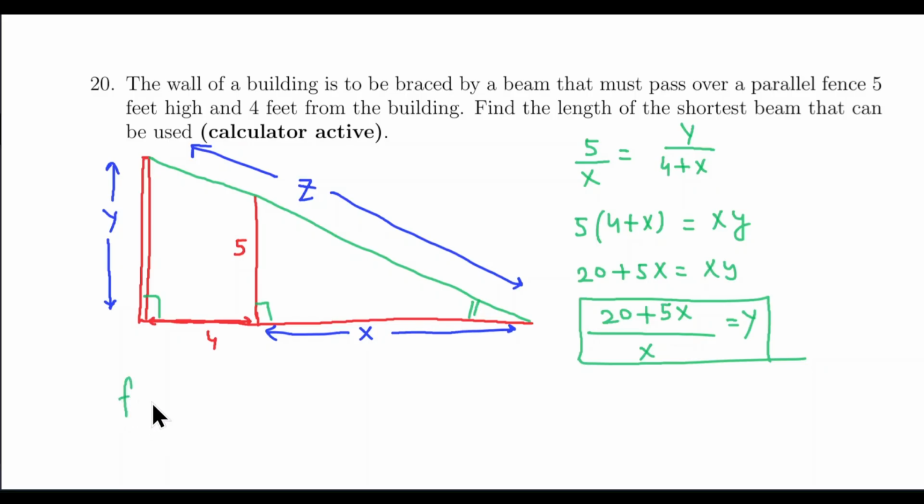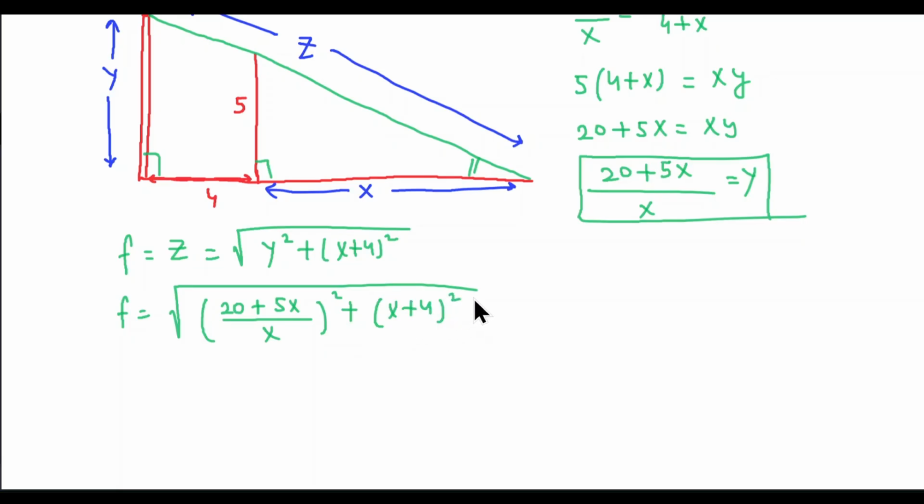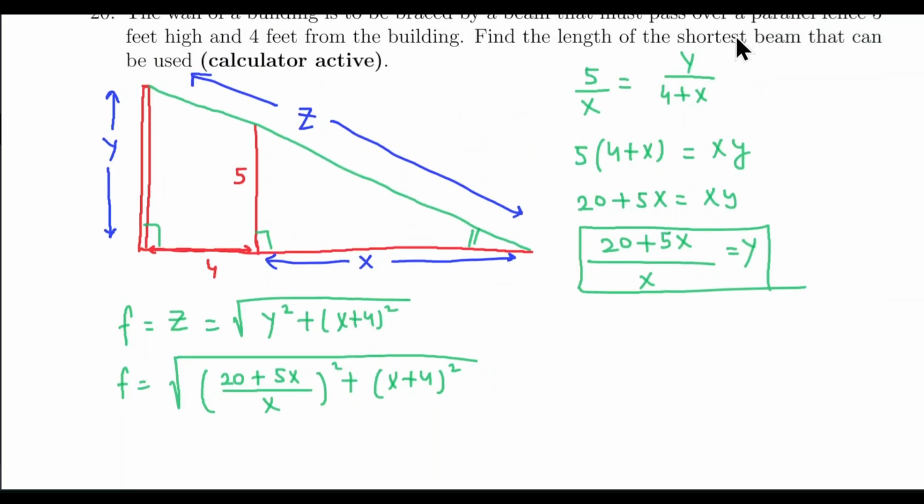So the function that we are looking for, which is z, is nothing but square root of y square plus x plus 4 square using Pythagoras. And we have y already. So we have that in a single variable, which is the square root of (20 plus 5x over x) squared plus (x plus 4) squared. So we need to figure out where this derivative is 0 and it changes from negative to positive because we are looking for the shortest beam, and that's our answer.